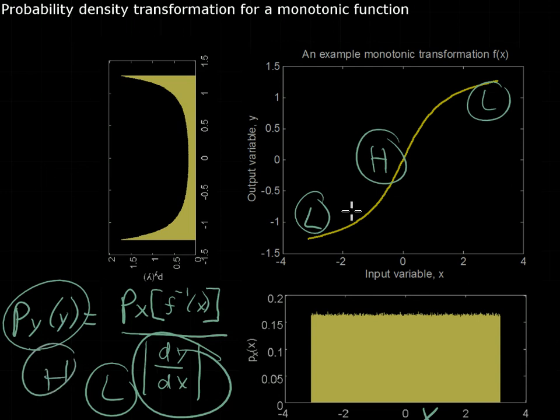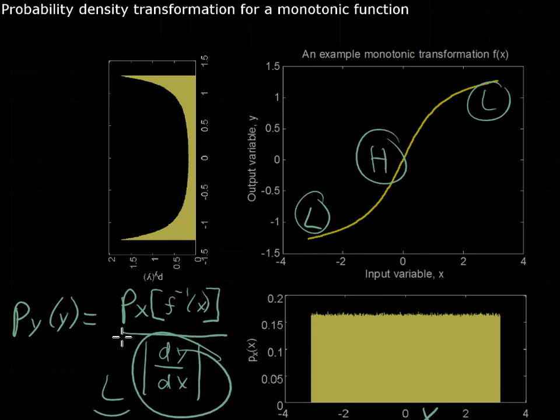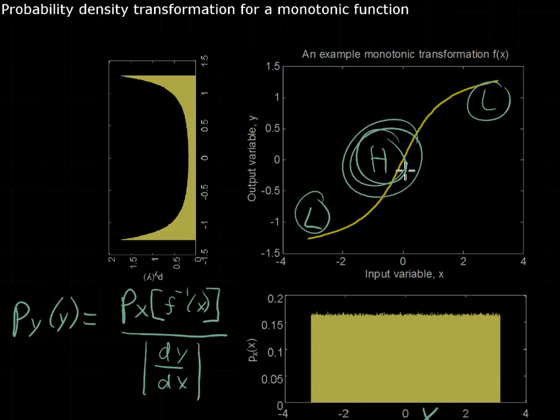So we can see that these regions in y where the slope is low, corresponding to a low slope in the transformation, are where you have a large value of the density function. So that makes qualitative sense. Similarly, where you have a rather high slope area, we see a small value in the probability density of y.